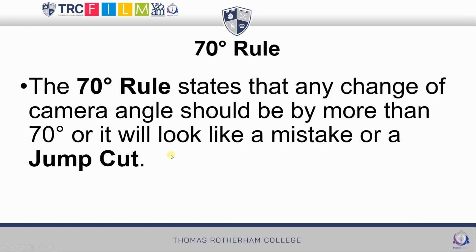There's also a 70-degree rule. This basically says that if you're going to change your camera angle from, say, level to low, or level to high, or high to low, or even if it's on a lateral plane, in something like an interview, for example, you should change your camera angle by more than 70 degrees. If you do it by less than 70, the two shots will look too similar and it will look like a mistake or a deliberate jump cut. Useful one to do when you're doing interviews.